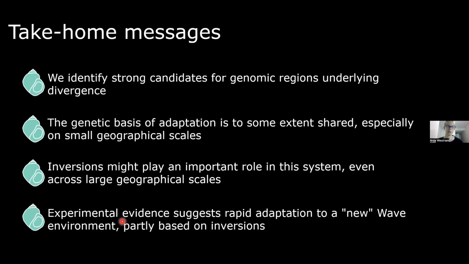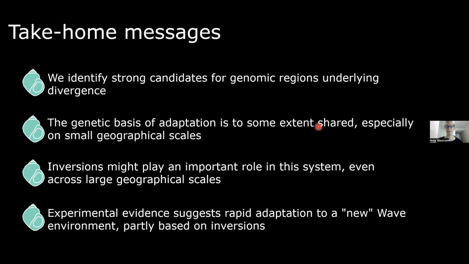And with this, I would like to finish. So just quickly, a few take-home messages. We have clearly identified very strong candidate regions for adaptive divergence in this system. I think these two inversions that show patterns in all the locations and the experiment, I think nobody can say they don't contribute to adaptation. So I think the evidence there is very strong.